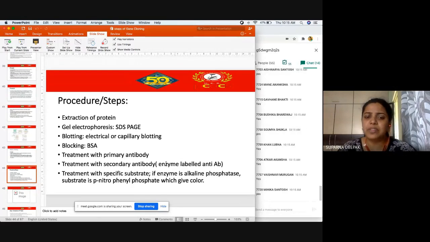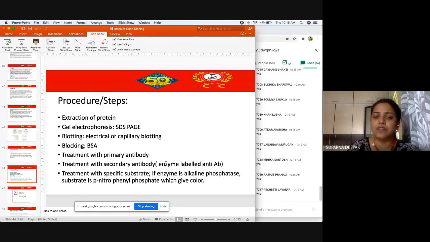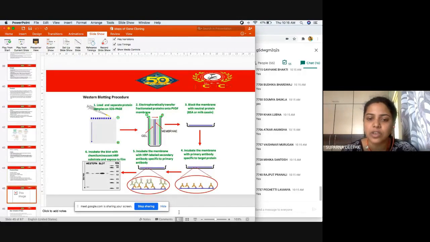Treatment with a specific substrate: alkaline phosphatase is the enzyme mostly used in these methods. Then the substrate is paranitrophenol phosphate, which will develop a yellow color after the phosphatase has been cutting down your phosphate. So this is your entire thing.